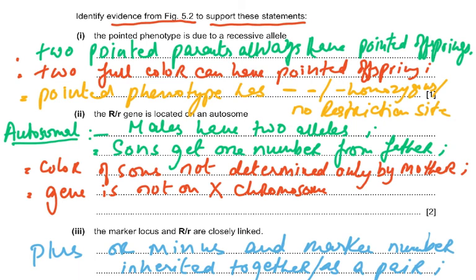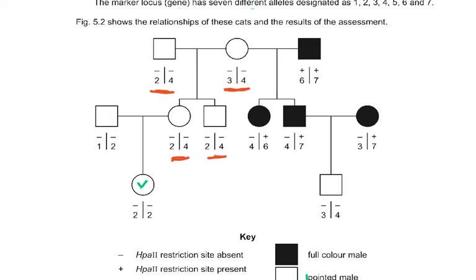Then part 2 of the question says the big R small r gene is located on an autosome. That means it's not a sex-linked allele. Males have two alleles, and sons get one from the father. The color of sons is not determined only by the mother, and the gene is not on the X chromosome. Now, what does this mean? Males have two alleles.